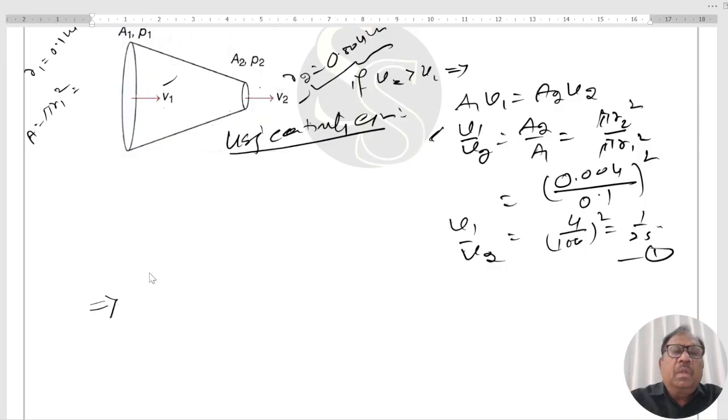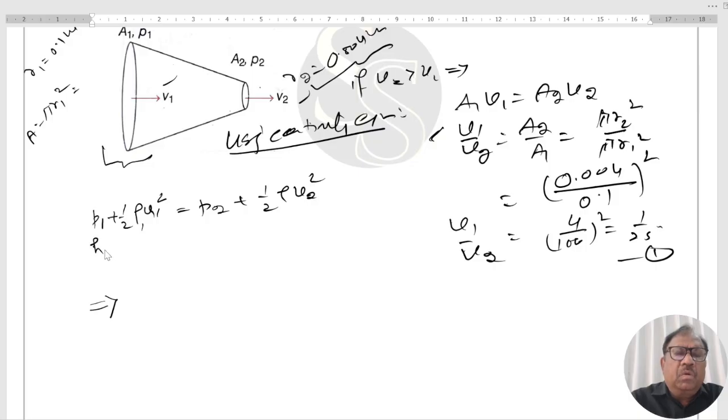Bernoulli equation, sum of three energies per unit volume here will be P1 plus half rho V1 square equal to P2 plus half rho V2 square, H equal to constant. H equal to constant that we'll consider.